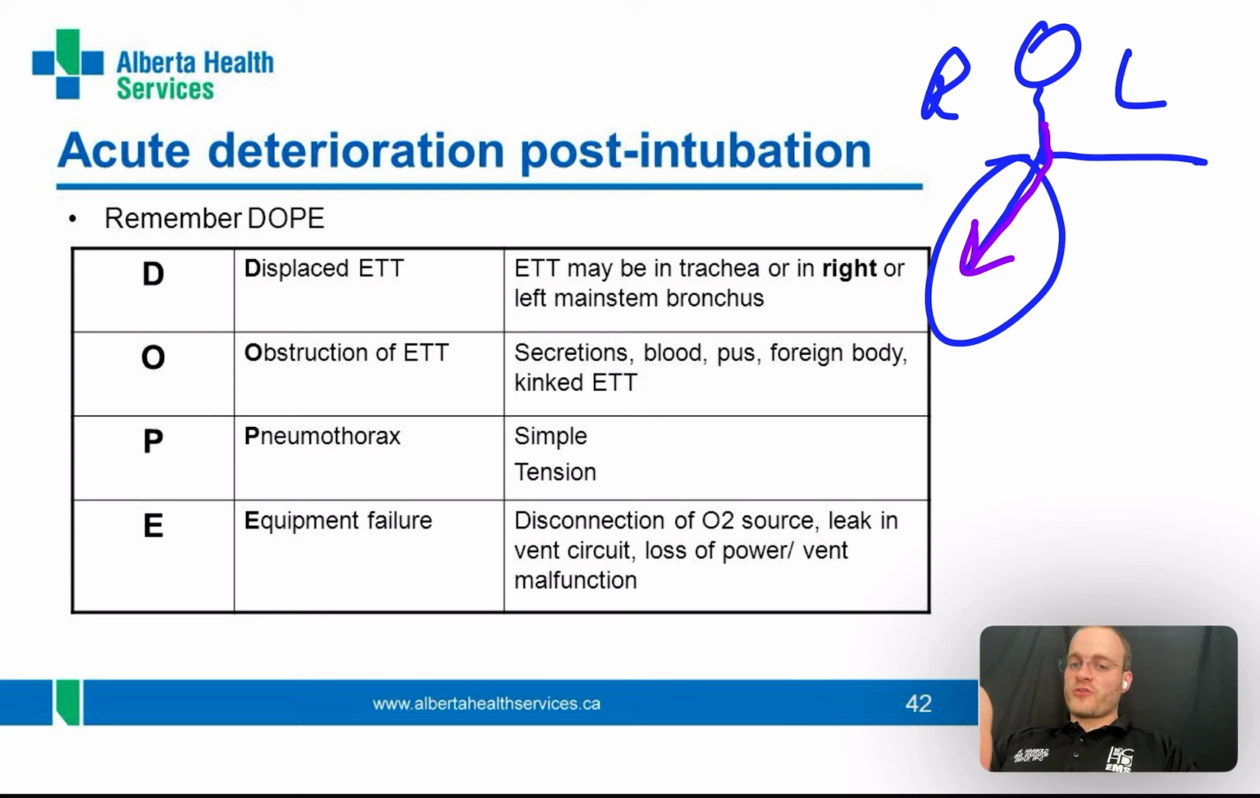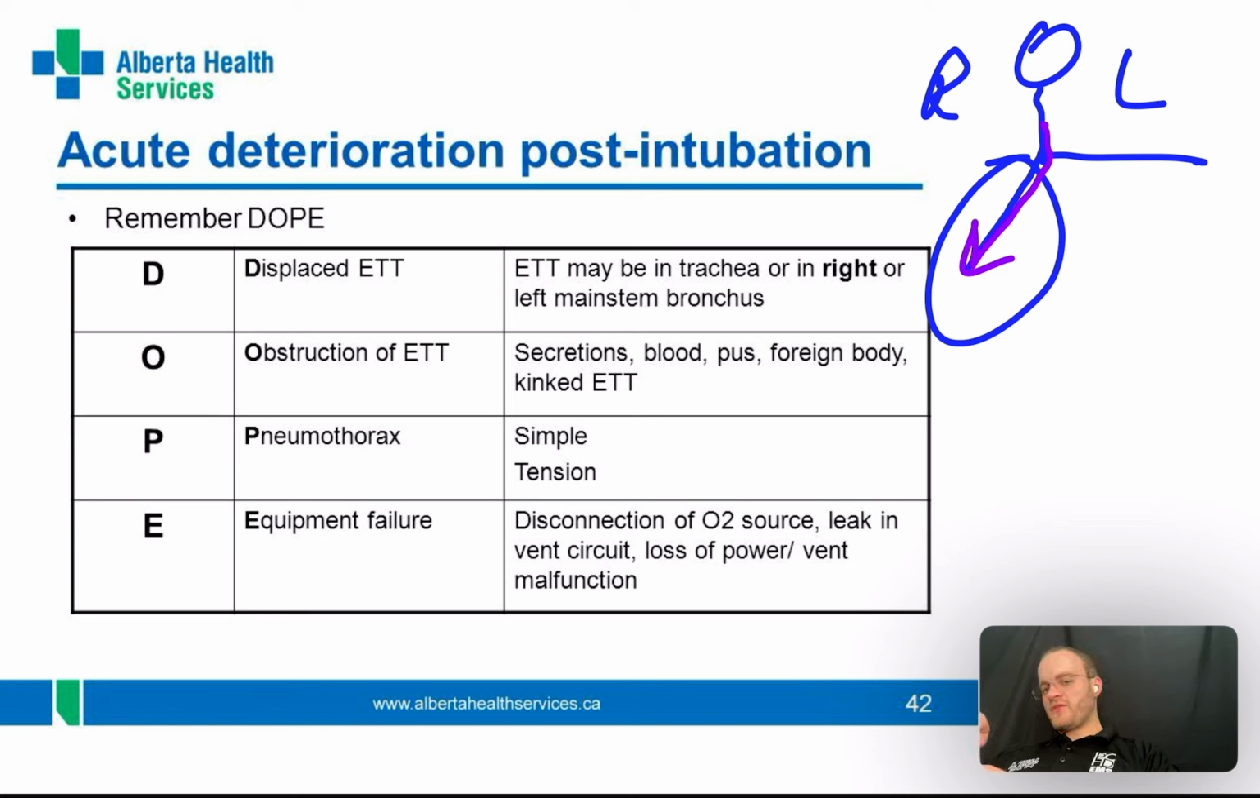Now the P in DOPE is pneumothorax. Remember, it'll start off as a simple pneumothorax and it can progress into a tension pneumothorax where it obstructs the heart's great vessels and creates a form of obstructive shock. What are the signs of a pneumothorax? Diminished or absent breath sounds, decreased breath sounds on one side, jugular venous distension, decreased pulse oximetry, increased heart rate, decreased blood pressure, altered mental status, tachypnea. Those are the things we would watch for.